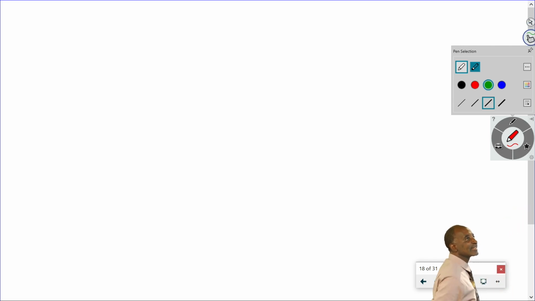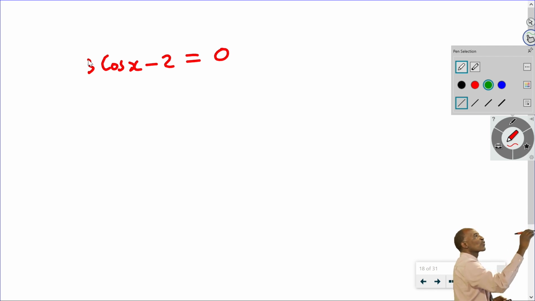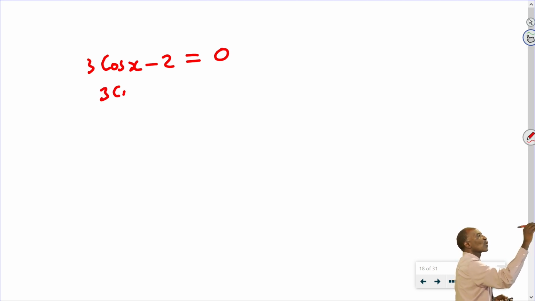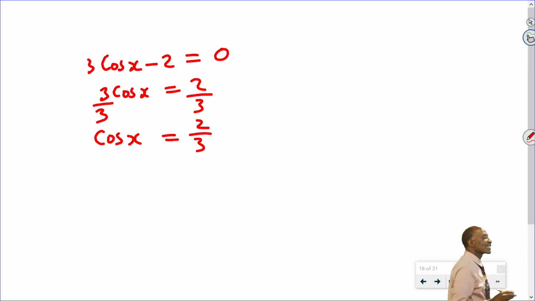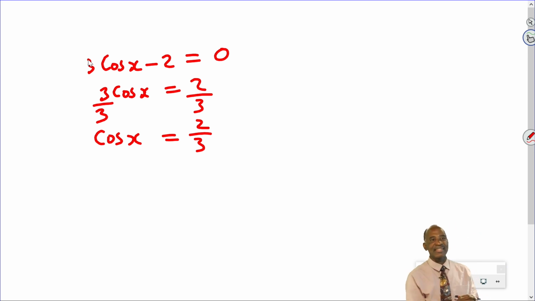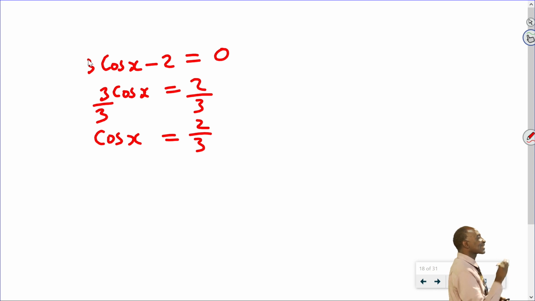Remember, our other side was saying 3 cos of x minus 2 equals 0. Then we solve for cos of x. 3 cos of x equals 2. Divide both sides by 3. Our cos of x is equal to 2 over 3. This is what we mean by isolating the function. We have isolated our function. Having done this, you'll have to solve for x now.